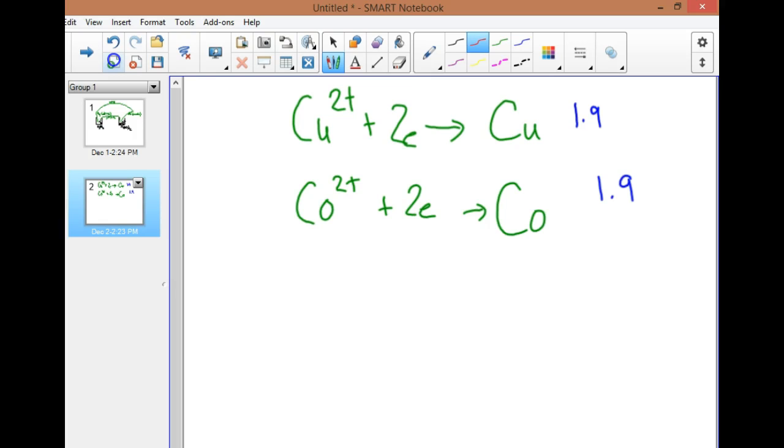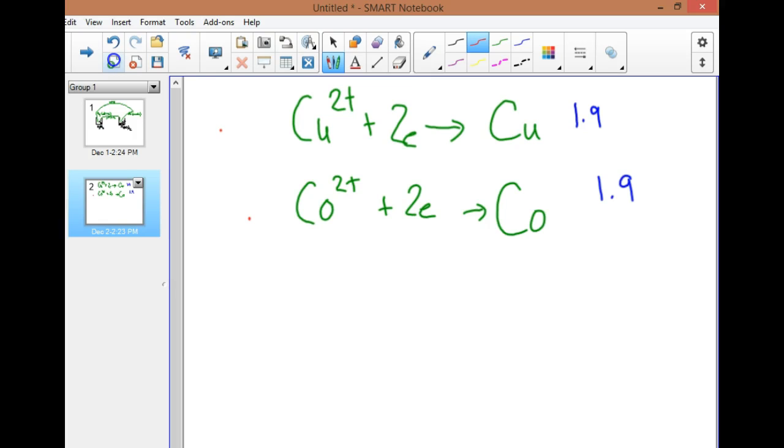Negative 0.28. Negative 0.28 what? Oh. Okay, that's its potential, which means that it releases that amount of energy when the reduction happens. If you take a look at this reaction with cobalt 2+ gaining 2 electrons and copper 2+ gaining 2 electrons, which of those two reactions is higher up? Copper.